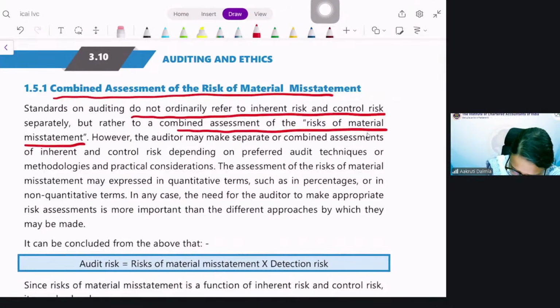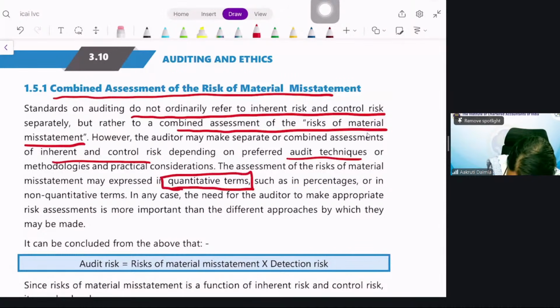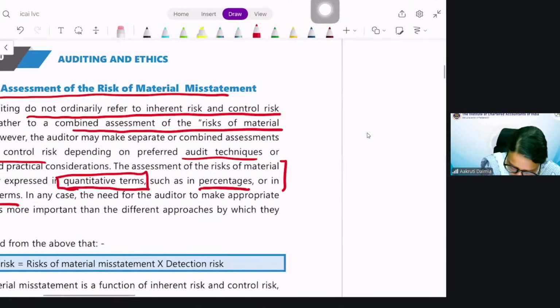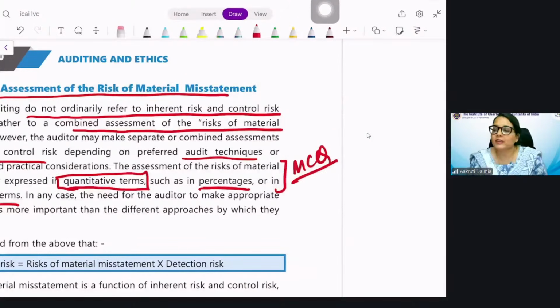However, the auditor may separate or combine assessment of inherent and control risk depending on your preferred technique. The assessment of risk of material misstatement may be expressed in quantitative terms such as percentage or non-quantitative terms. What does it mean? Please remember this part. This is for MCQ. What does it mean? That I can say like this.